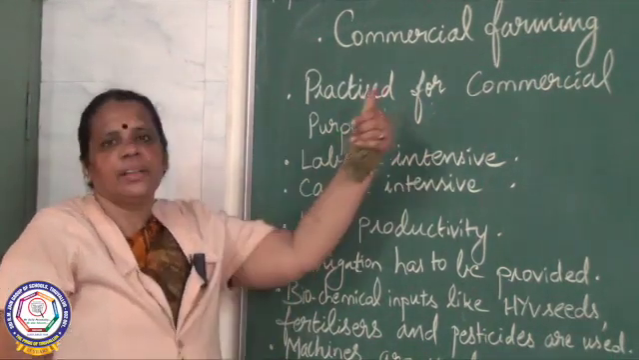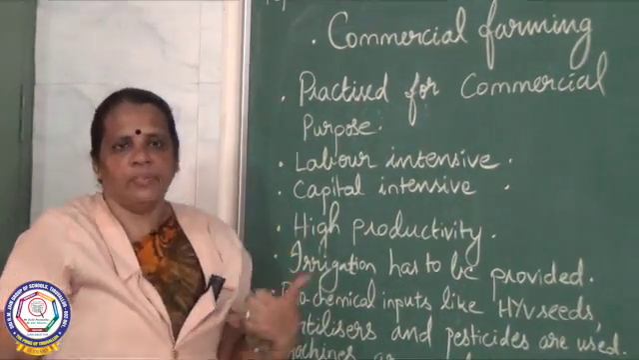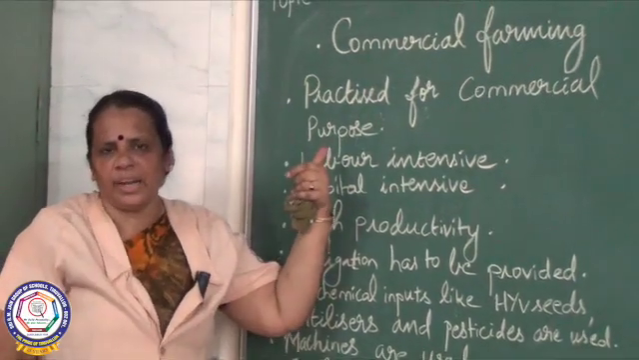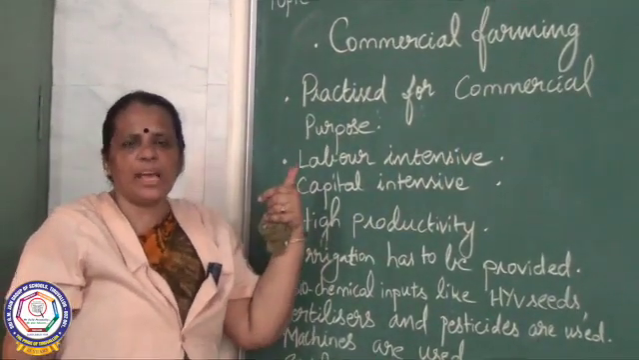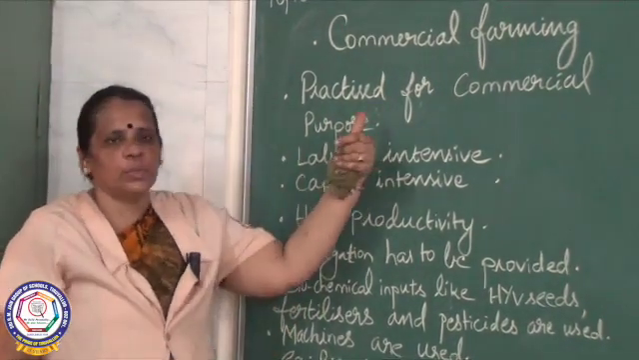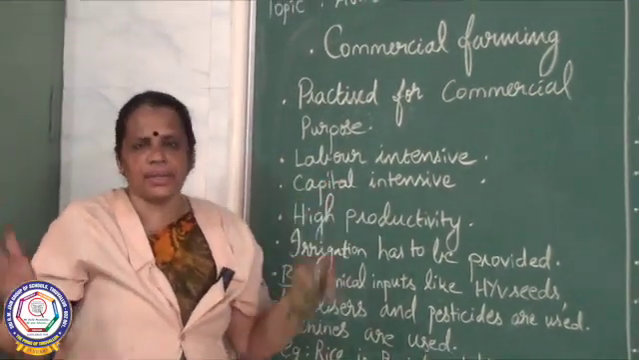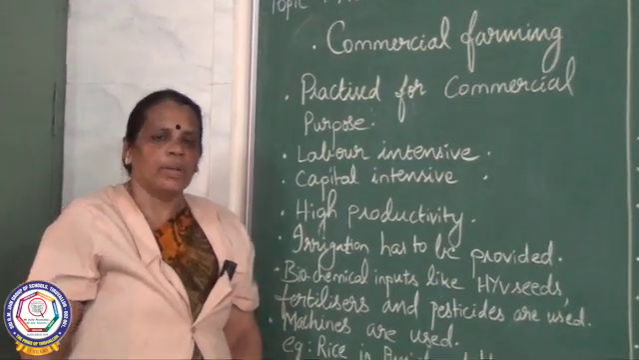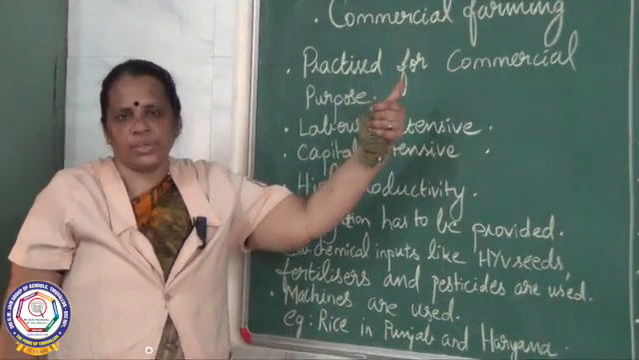So definitely this type of farming gives more profit for the investor. Commercial farming is particularly practiced for commercial purposes, as their main aim is getting more profit. The second point is labor intensive. They have to engage a greater number of laborers, so more laborers are needed for commercial farming.